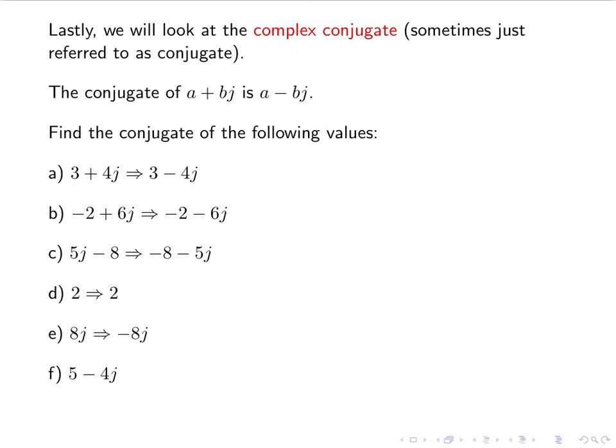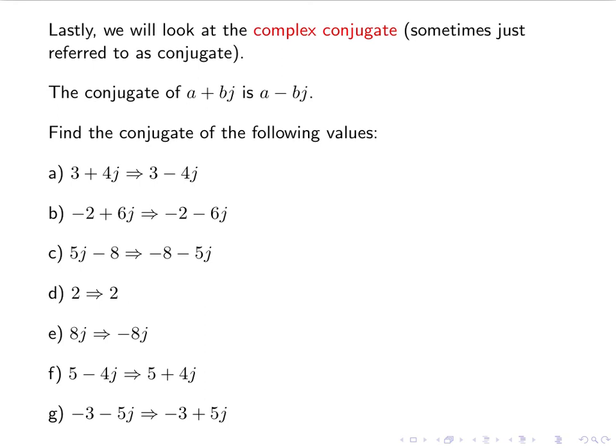How about 5 minus 4j? So in the real part, the 5 stays the same. The imaginary part, negative 4, changes sign, so it goes from a negative 4 to a positive 4. So 5 plus 4j. And then lastly, negative 3 minus 5j. So again, the negative 3, the real part, stays the same. The imaginary part, negative 5, changes sign. And we have negative 3 plus 5j.